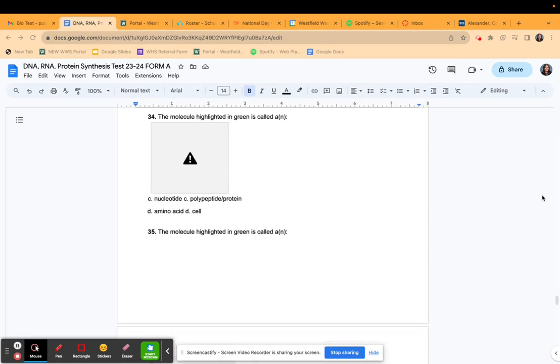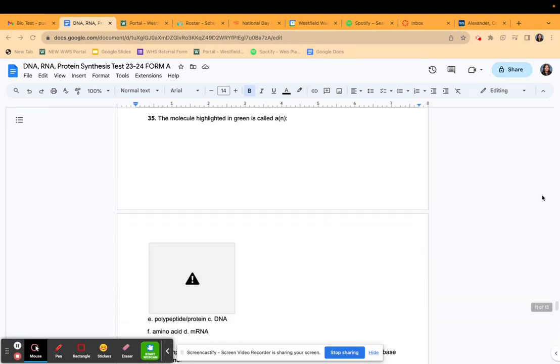34. The molecule highlighted in green is called an A, nucleotide, B, amino acid, C, polypeptide/protein, or D, cell. I will double check on your copy of the test for number 34 to make sure that you know the correct answers that are correlated with the correct letter, as they are different on this recorded model.